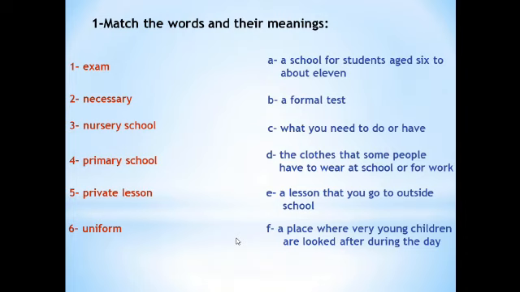Match the words and their meanings. Number 1, exam. 2, necessary. 3, nursery school. 4, primary school. 5, private lesson. And the last one, uniform.